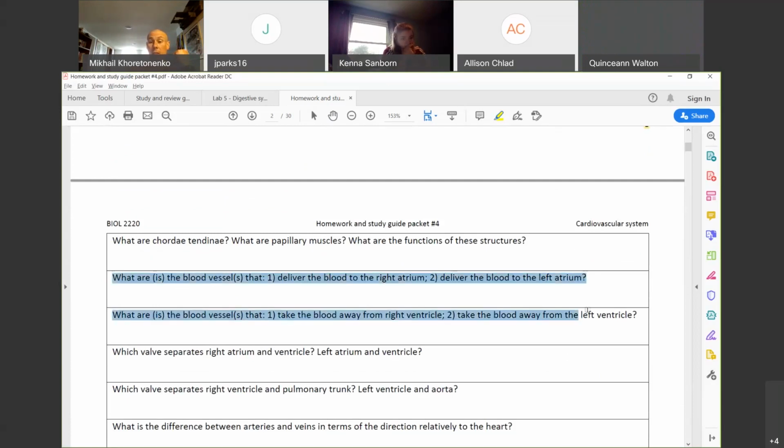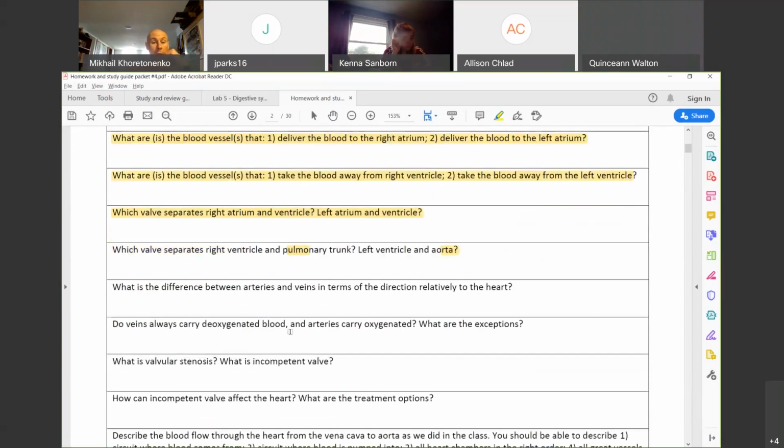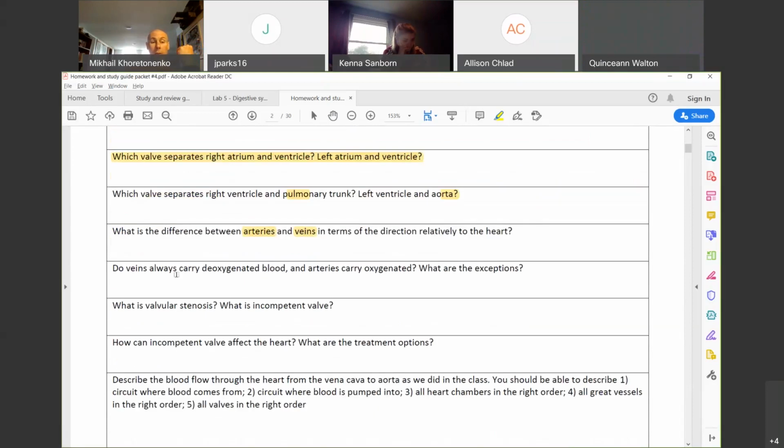That is an extensive review of the blood flow through the heart. What separates the atria and the ventricles? Atrioventricular valves. Which valves are semilunar? Pulmonary and aortic. Arteries take the blood away from the heart, veins to the heart. Veins do not always carry deoxygenated blood because, for instance, pulmonary veins actually carry oxygenated blood. The same is true for arteries. Valvular stenosis is narrowing.